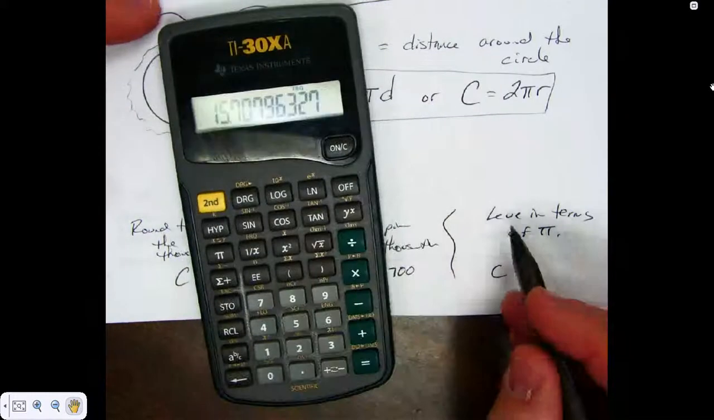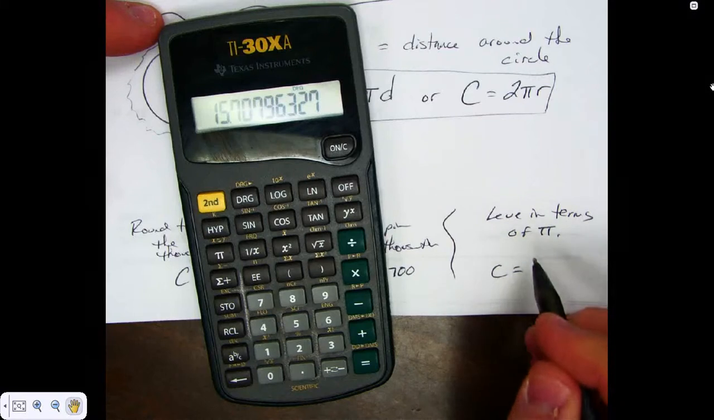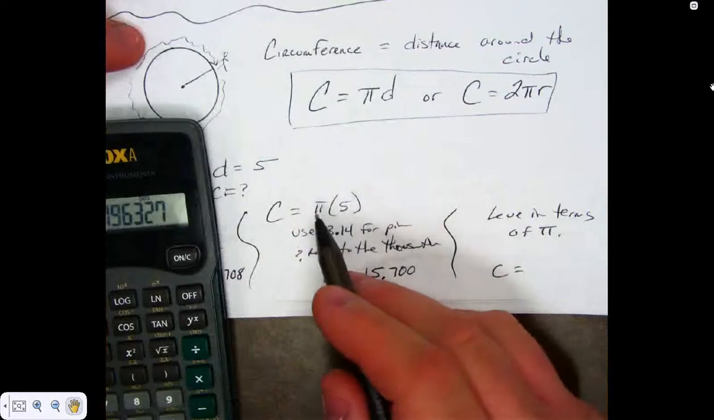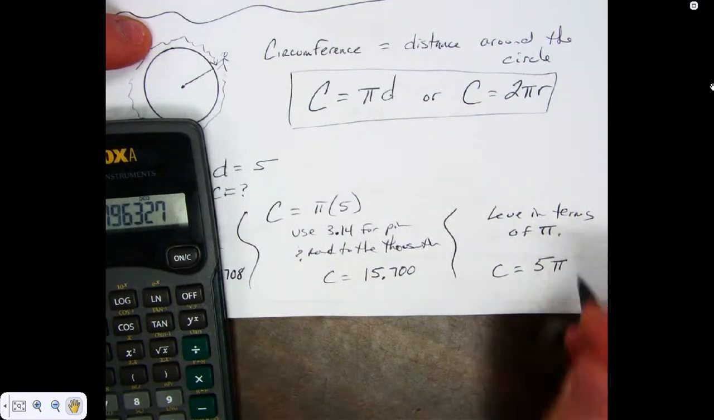Your answer over here, leave in terms of pi, what that means is leave it as pi. Do not use the decimal. So you do all your computations, which is just 5 times pi, right? Your answer here is 5 pi.